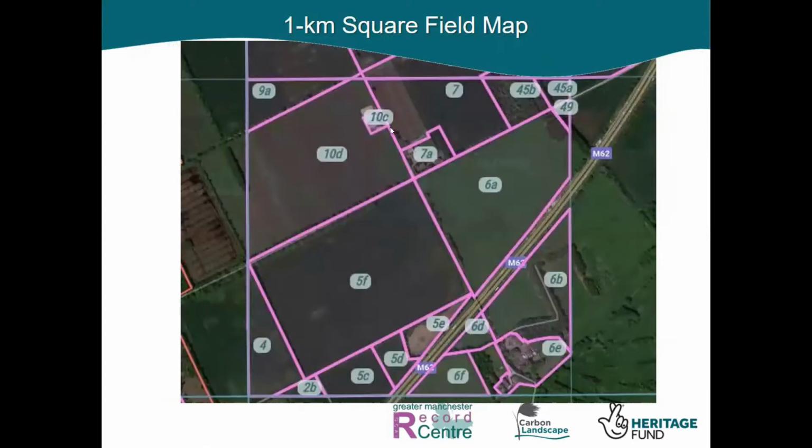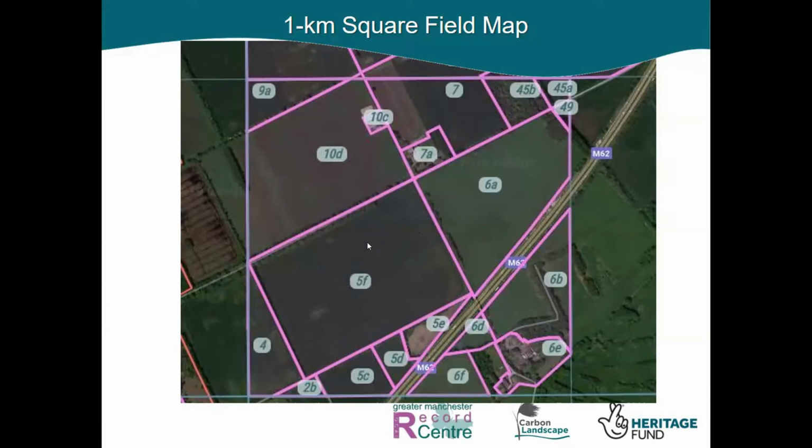Okay, so what the survey actually involves is we supply the volunteers with a map. They go round, they mark on all the field boundaries, and then they send this back to us at the record centre. We put this into our database, and as you'll see later, we then have an online version of this map that the volunteers use to input their data.